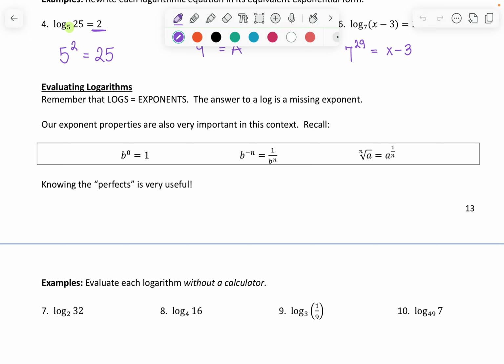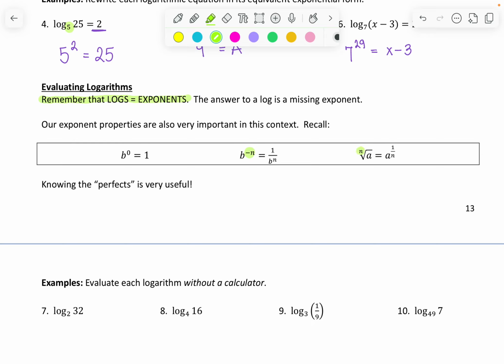So the main thing to remember, which we've said before, but I will repeat multiple times, is that logs equal exponents. So the answer to a log problem is always going to be a missing exponent associated with that base. Now, knowing some of our exponent properties is going to be very useful. So remember that when I have anything to the 0 power, that is going to equal 1. When I have a negative exponent, that always makes the reciprocal.